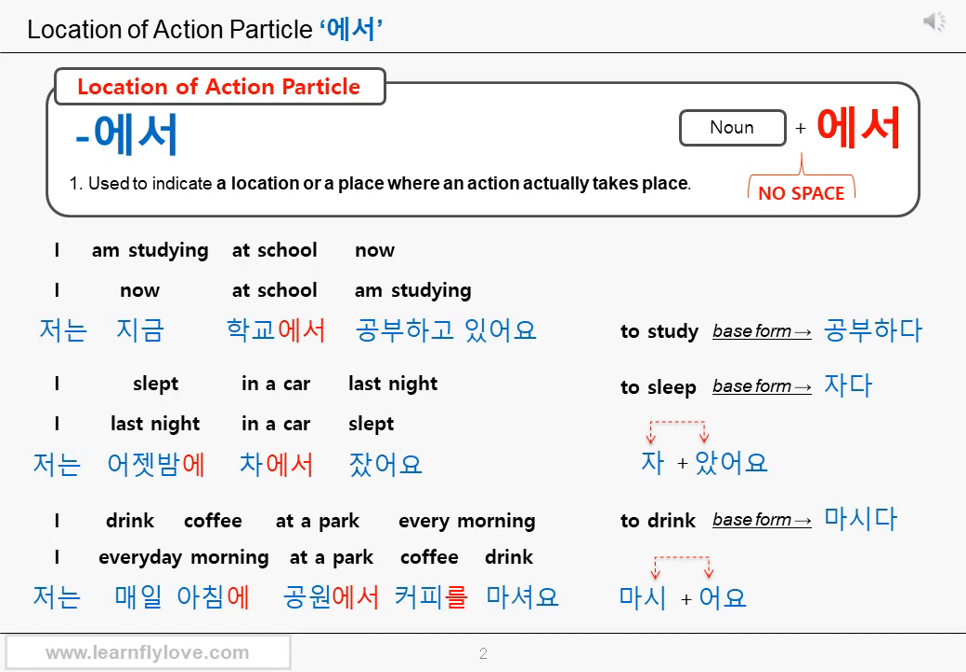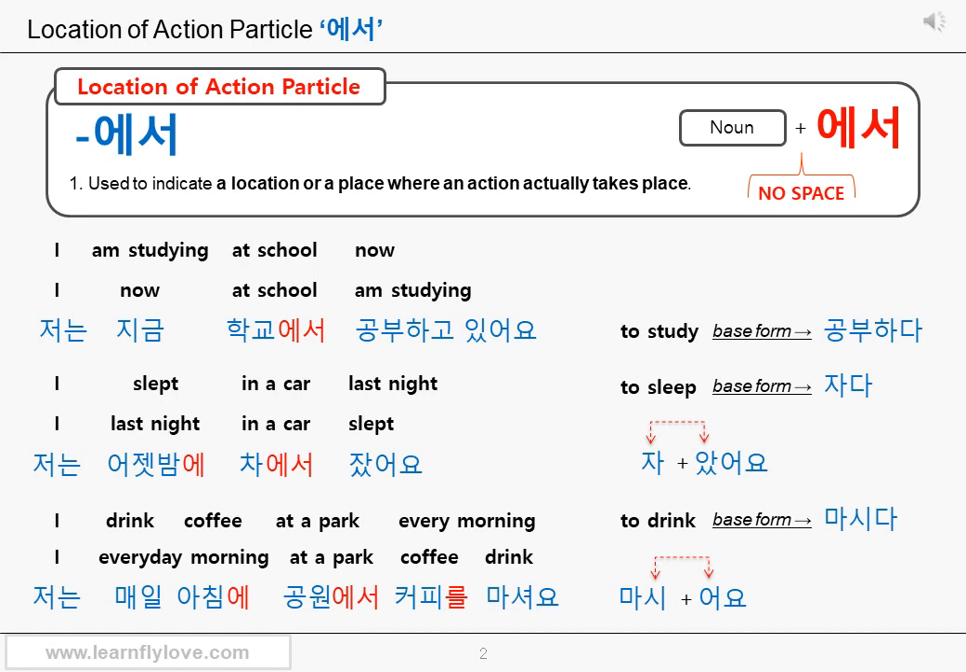매일 is an adverb, so you cannot add a time particle 에 to it. But 아침 is definitely a noun, so you can add a time particle 에. 매일 아침에. I'll explain something a bit complicated, so please listen carefully. 매일 아침 can be used without the particle 에 actually.